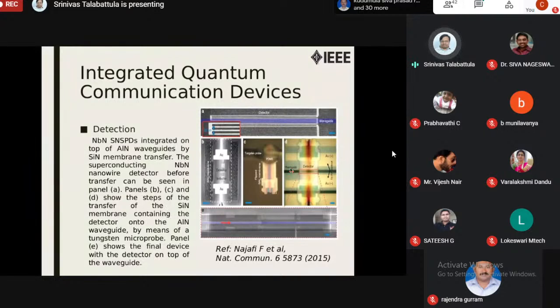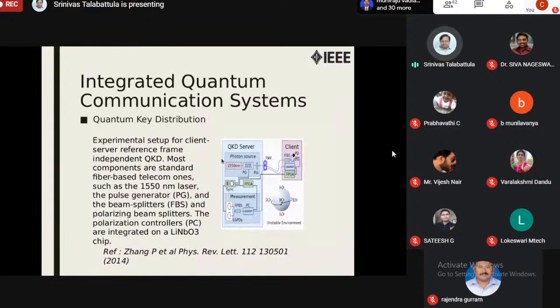This is a final chip, this is how it looks, a photonics chip for quantum communications. This is another, not really a picture, but a schematic of a QKD system. You can put the entire thing on a single wafer. This is an experimental setup for QKD.